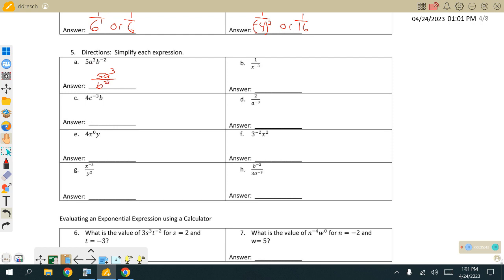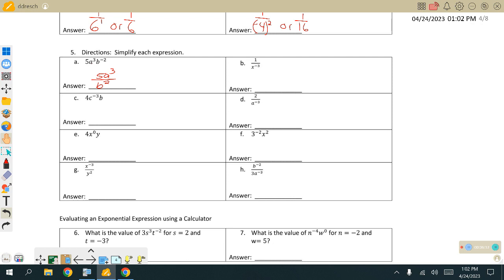So then, instead of leaving it as 1 at the top, 1's now got some company. 1 has some company of 5, A to the third. And what's 1 times anything? Like, what's 1 times 5? 5. What's 1 times A? So do I need to put a 1 up there? No. 5A to the third over B squared. Okay? So let's do a couple more practices with that.